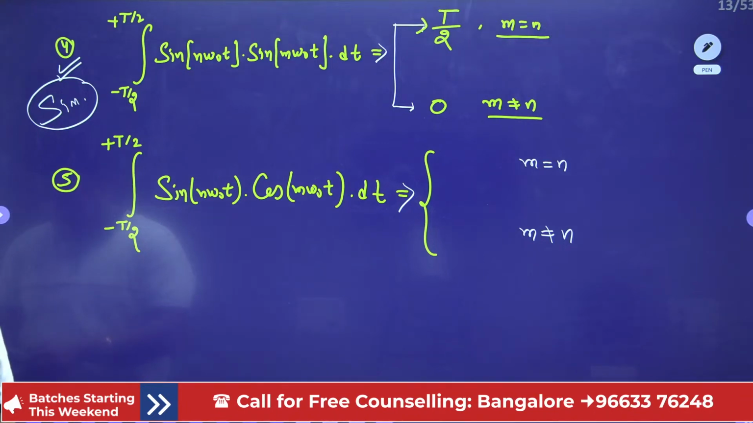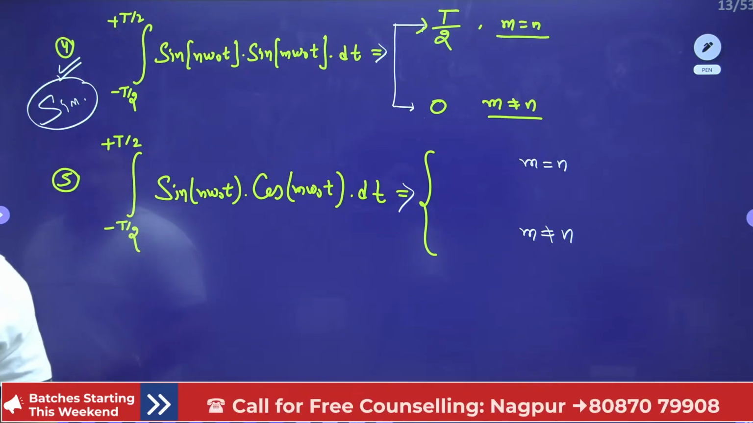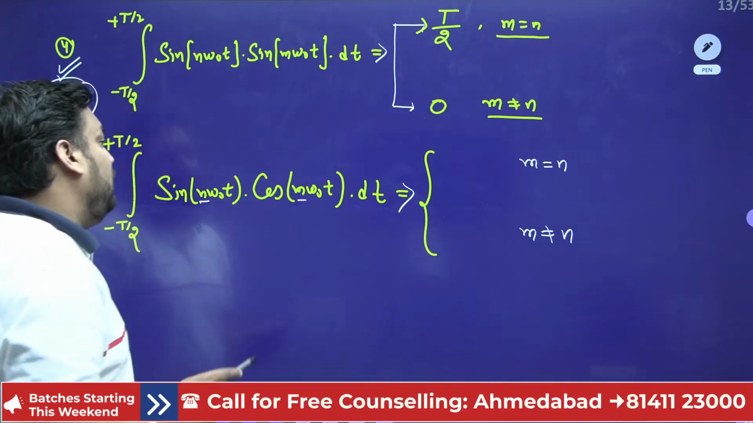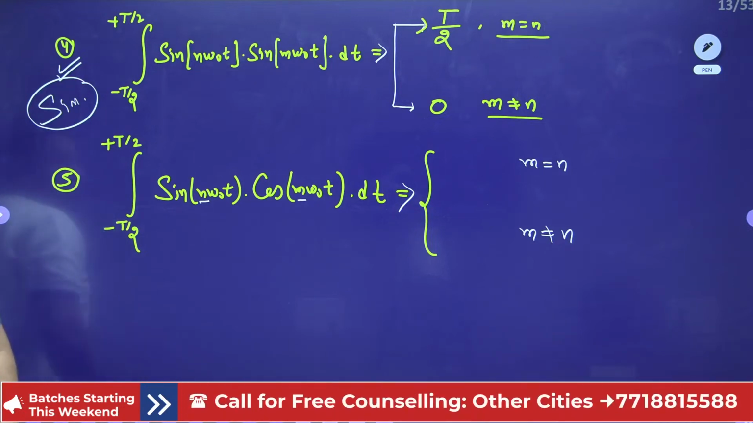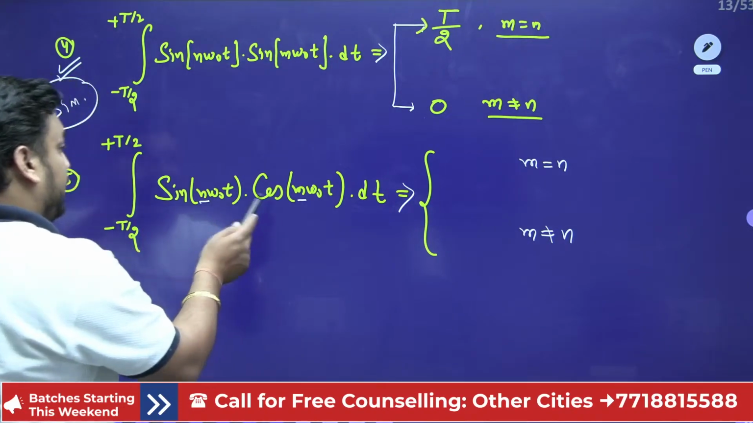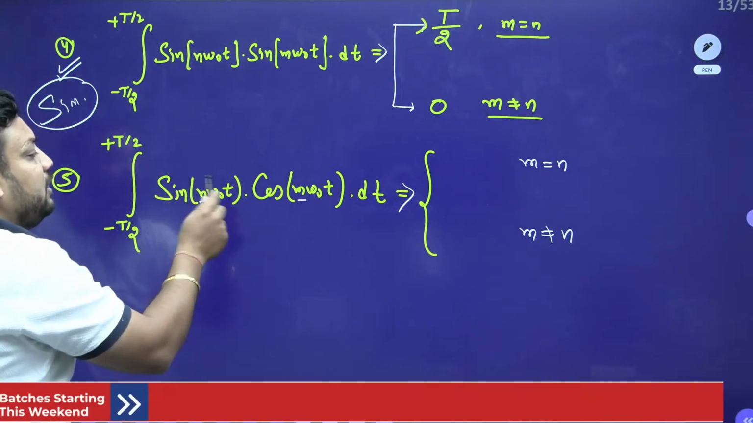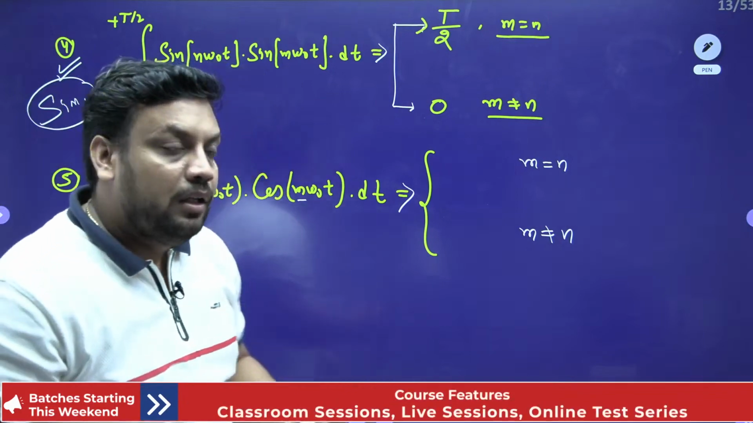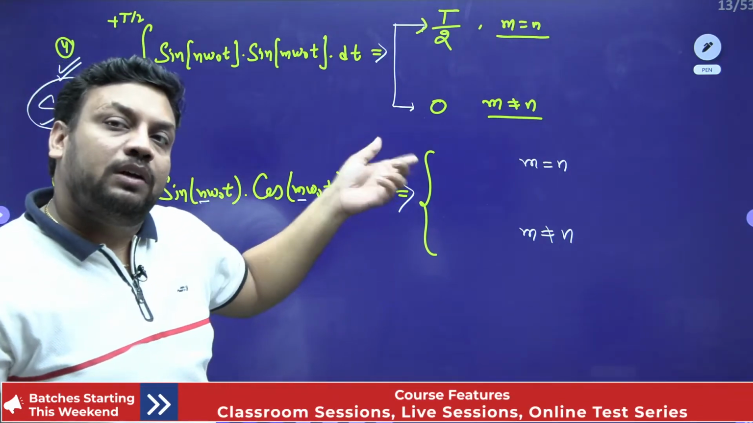Just wait, I will check your messages, your replies. Why? Because, sir, if m is equal to n, then it will make 2 sin cos. If m and n are the same, then 2 sin a cos a, or 2 sin theta cos theta. 2 sin theta cos theta is nothing but sin 2 theta, and if it becomes sin 2 theta, by using property number 2, it will become 0.